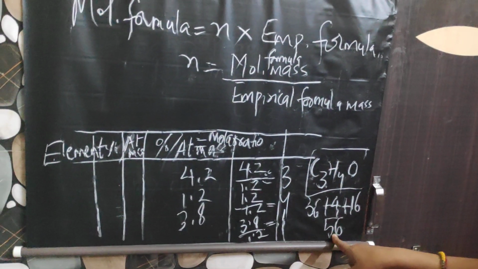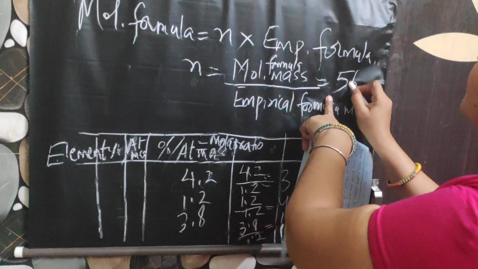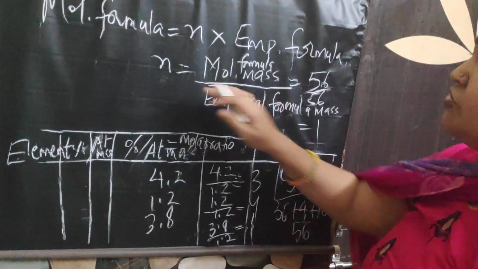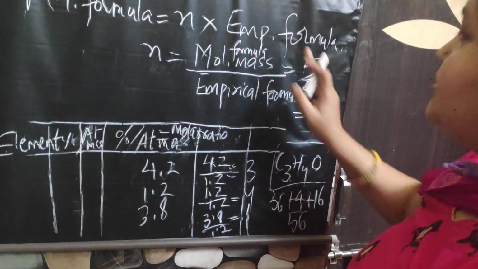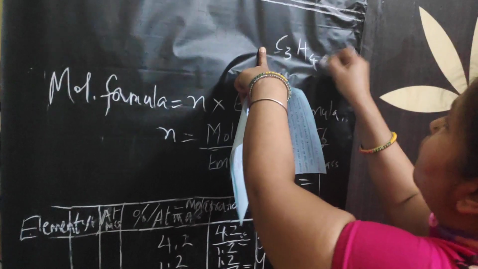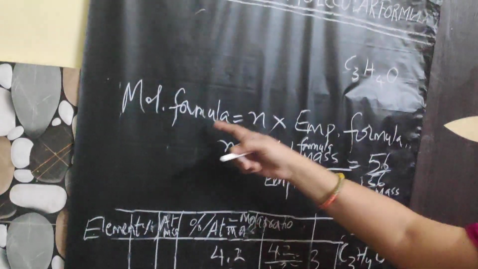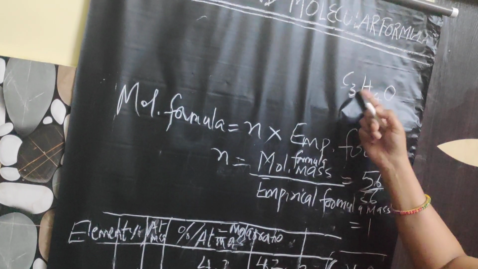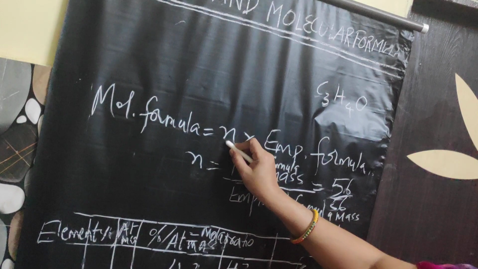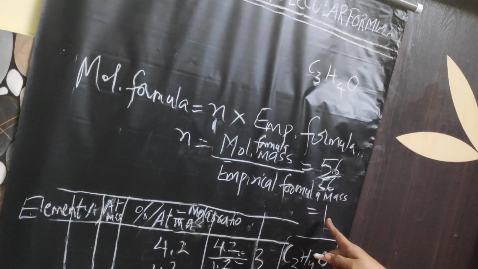So here suppose you are getting 56 upon 56. So you will get 1. Okay. So n is 1. So what is the empirical formula? It was C3H4O. Now 1 we are getting, so same. That means molecular formula will be the same, C3H4O. Here we are multiplying by 1 because here the n was 1. 56 upon 56, so 1.